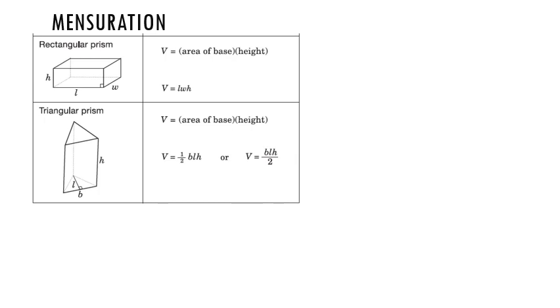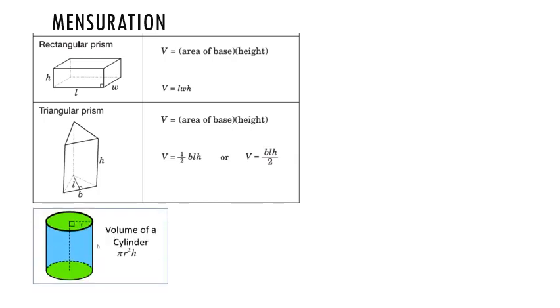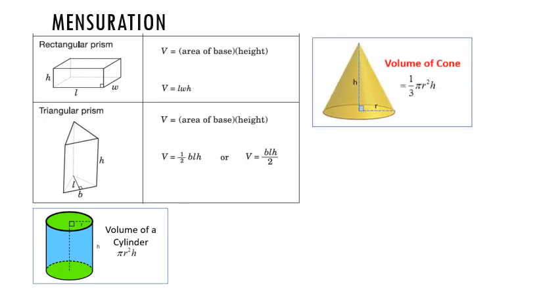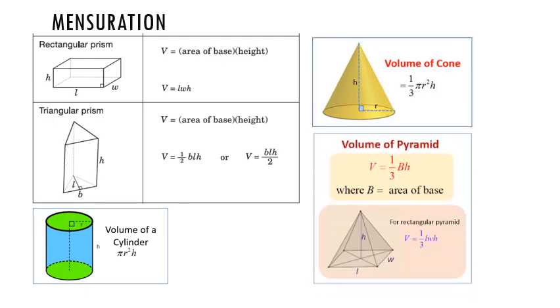Triangular prism has length into breadth into height divided by 2. Volume of a cylinder is given by pi r squared h, or pi d squared L by 4. That can also be used. Volume of a cone is given by 1/3 pi r squared h. We can very easily know that volume of a cone is 1/3 the volume of the cylinder.